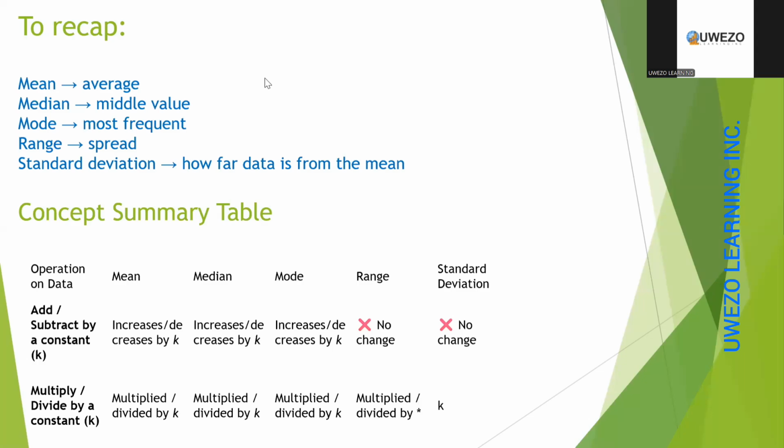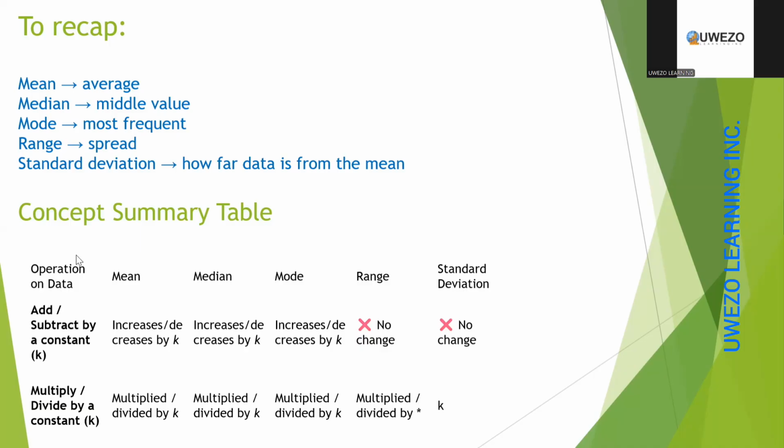So the final recap, remember, mean is average, the sum divided by the number of values. Median is the middle value, mode is the most frequent value, range is the entire spread of the set, and standard deviation is how far the data values are from their mean value.